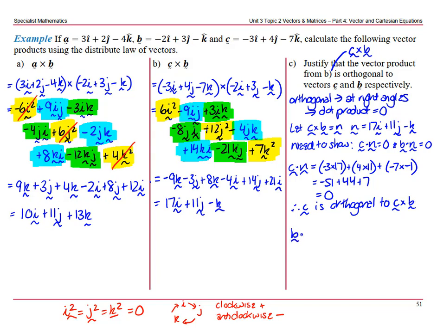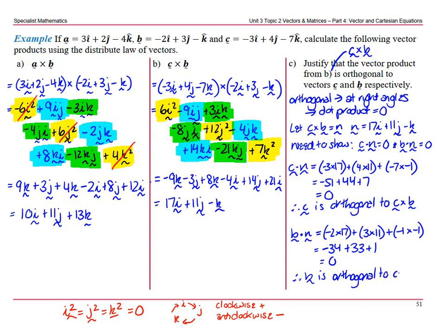Now the dot product with B, it's going to be negative 2 times 17 plus 3 times 11 plus negative 1 times negative 1: negative 34 plus 33 plus 1, which is 0. Therefore, B is orthogonal. Helps if I spell it correctly. To C cross B.